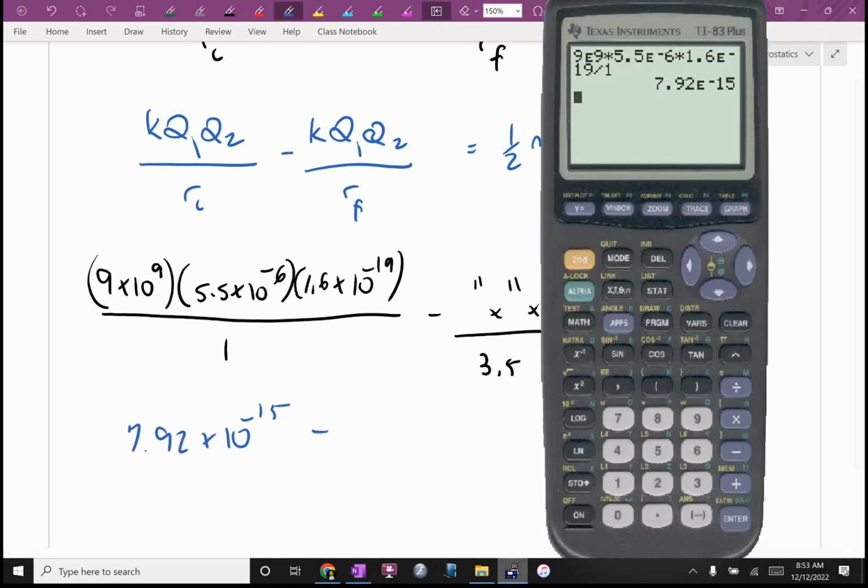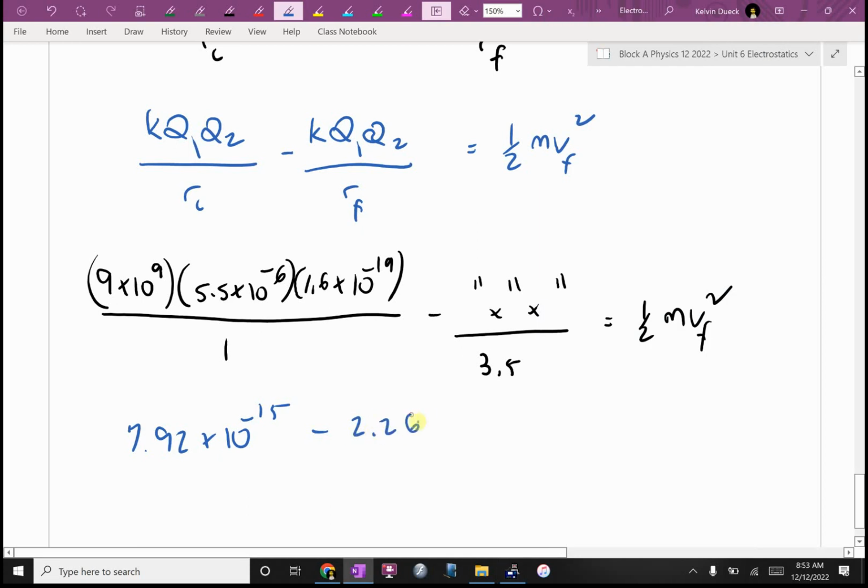Minus... this is going to be a yucky decimal. 2.2628, I'll go 2.263 times 10 to negative 50. 2.263. That equals a half m. You figured out the difference between the elementary charge and mass? Yes? Okay, that's important.